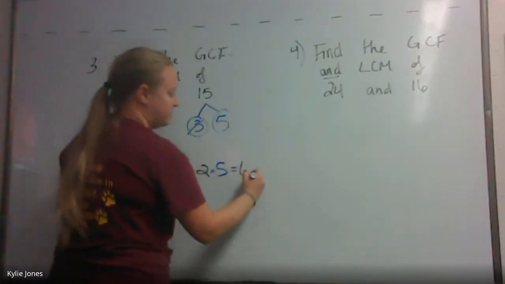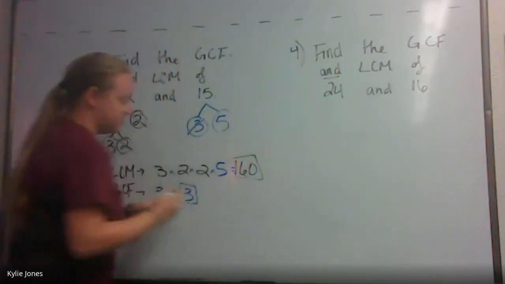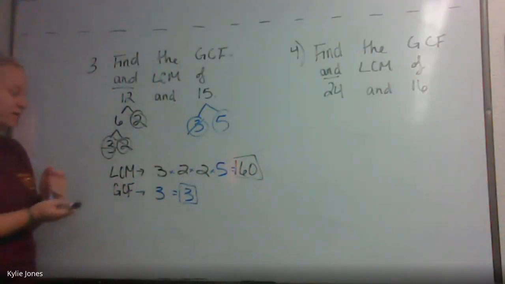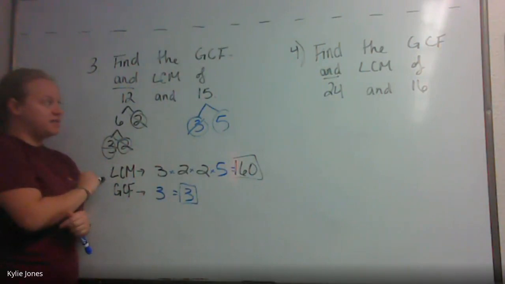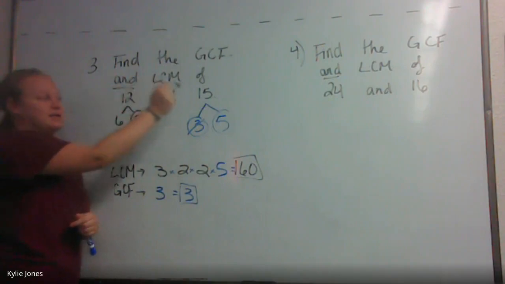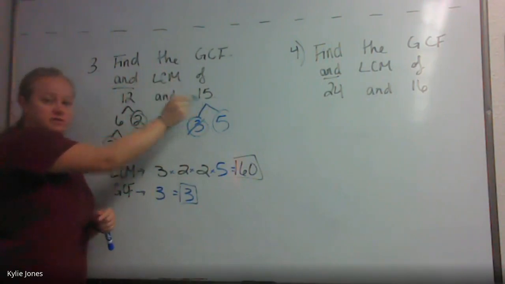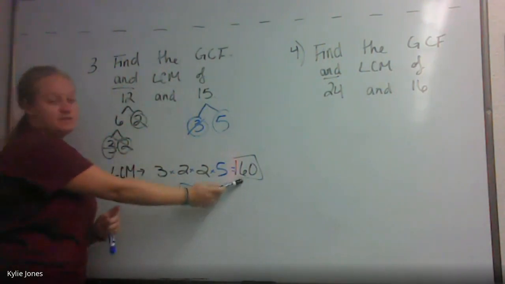We get 60. Our LCM is 60. So, explaining these one last time: for the least common multiple, if we were to skip count by 12s and skip count by 15s, the first number that they'll have in common is 60.